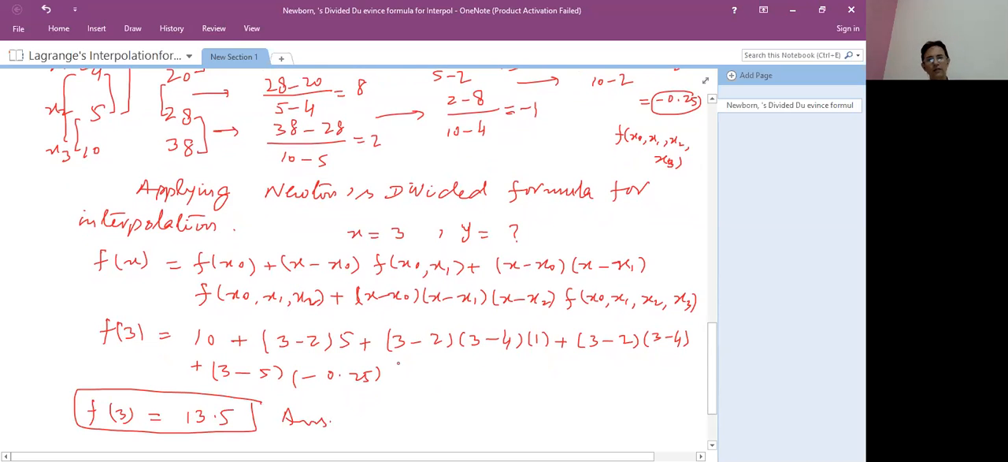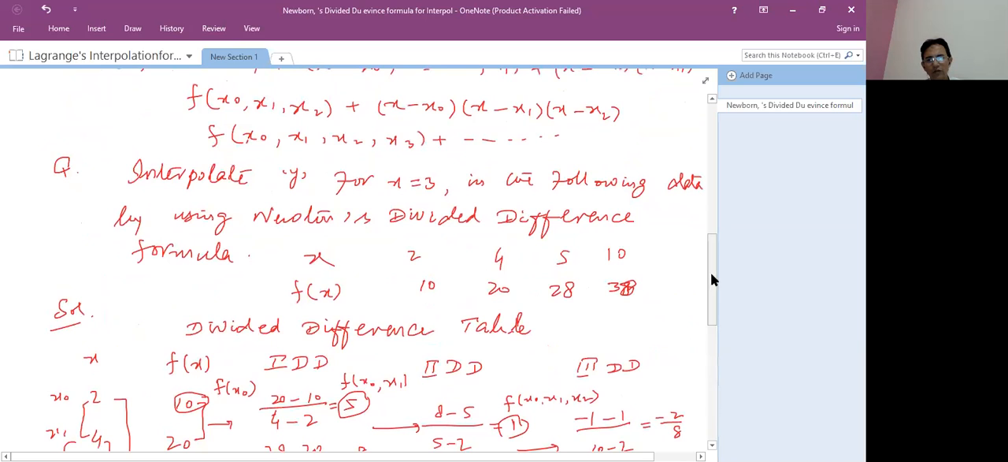So student, we applied Newton's divided difference formula and determined the interpolation value for unequally spaced data. You know about unequally spaced, because the difference of 4 and 2 is 2, the difference of 5 minus 4 is 1, and the difference of 10 minus 5 is 5. The given table values are called unequally spaced. That's why we are applying Newton's divided difference formula.